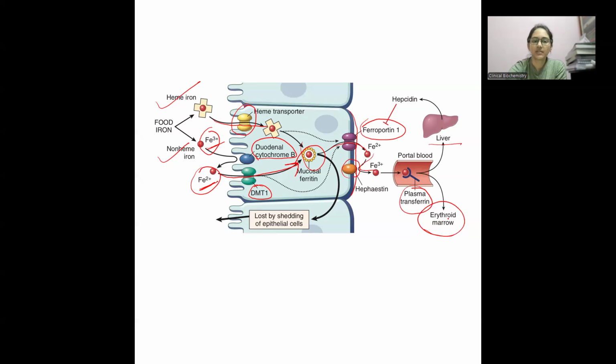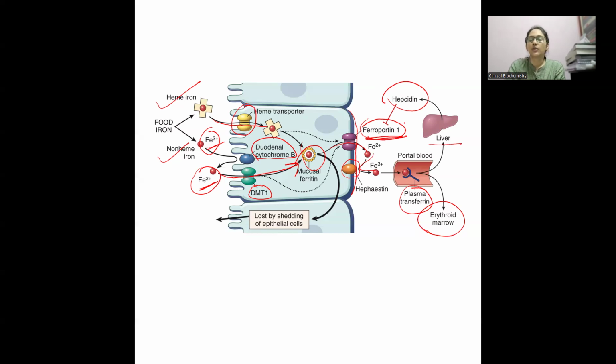Now, where does hepcidin come in? Hepcidin is synthesized by the liver, and it inhibits the ferroportin. Whenever you have adequate iron stores, the ferroportin is inhibited so that iron doesn't come out of the intestinal cell. So this is how hepcidin acts as a negative regulator of iron.